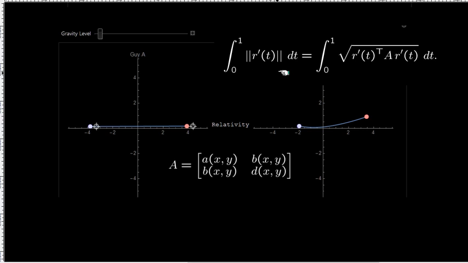So this formulation is still true. The only difference is that the matrix in this inner product changes as t changes. If t is different, we're looking at different positions here. That position will give you a different matrix.